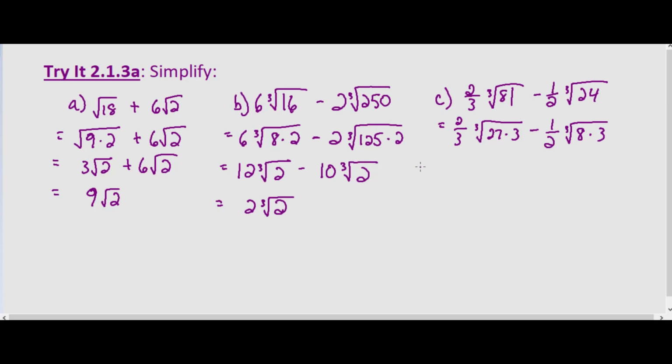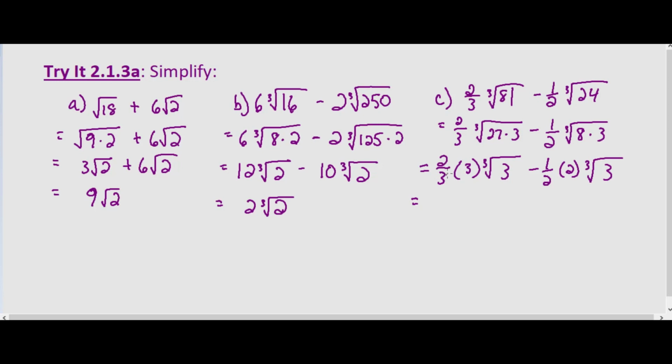Now, if we factor out those perfect cubes, take the cube root of those perfect cubes, we end up with 2/3 times the cube root of 27 is 3. And we're left with the cube root of 3 minus 1/2 times the cube root of 8 is 2. So 1/2 times 2. And again, we're left with the cube root of 3.